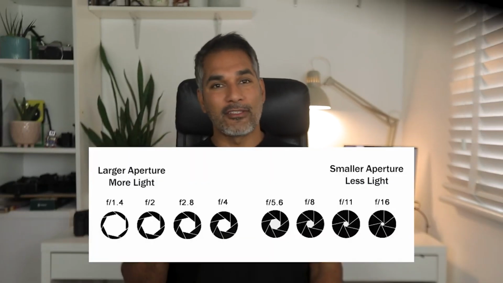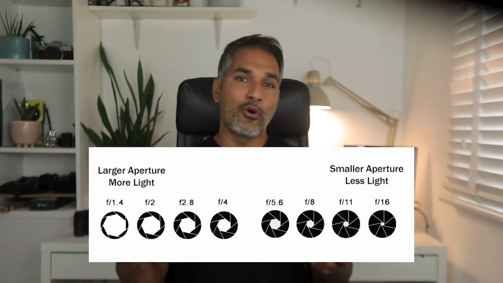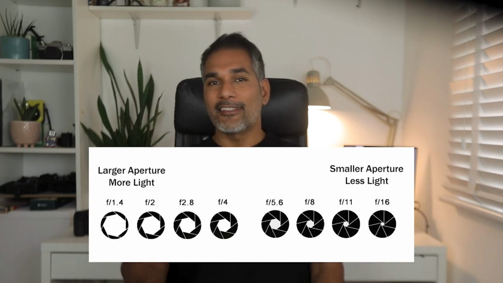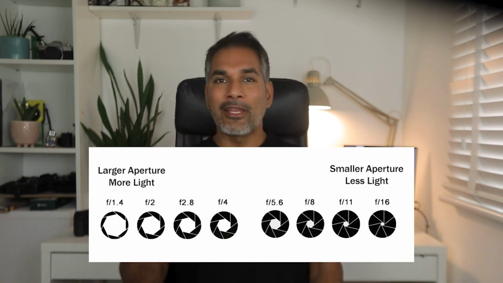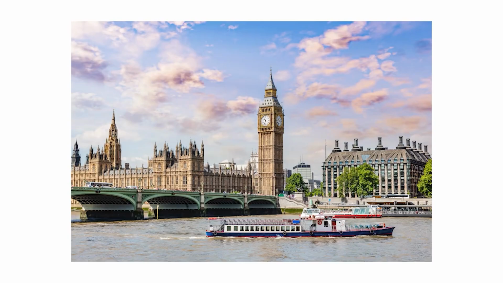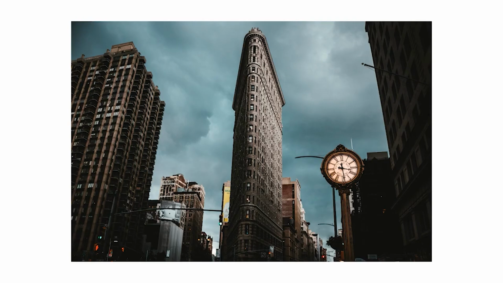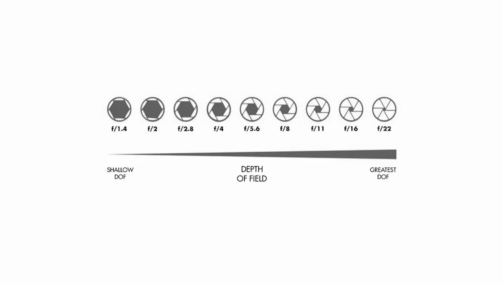Larger numbers indicate a smaller aperture, such as f11 or f16. This is like squinting your camera's eye, allowing less light to come in. This is useful for bright scenes or when you want everything in your photo to be in focus. So when you see those f numbers like f1.4 or f2 or f16, just remember: the smaller the number, the bigger the opening; the larger the number, the smaller the opening.